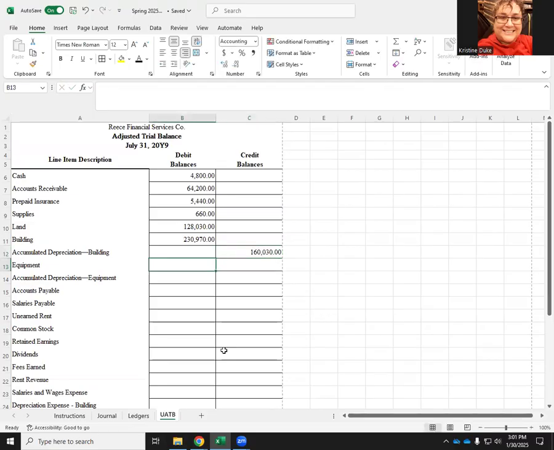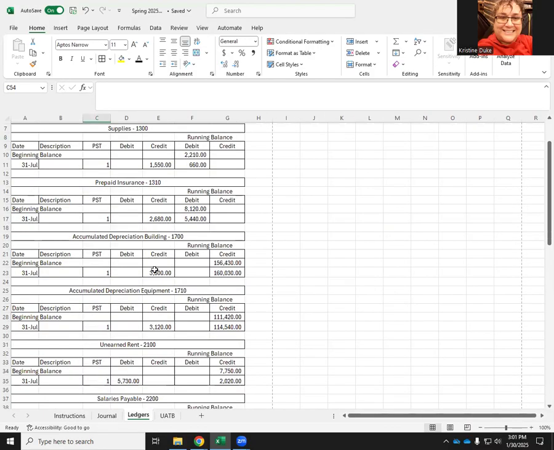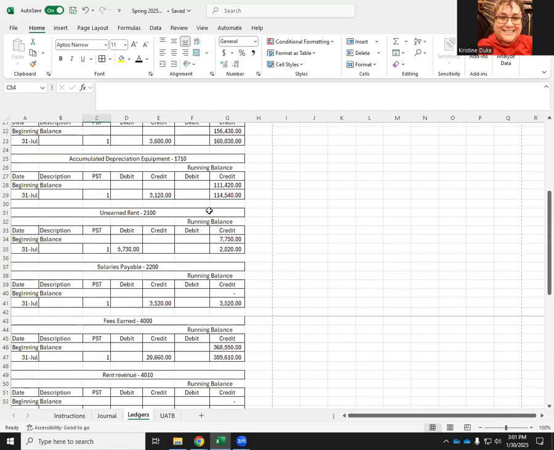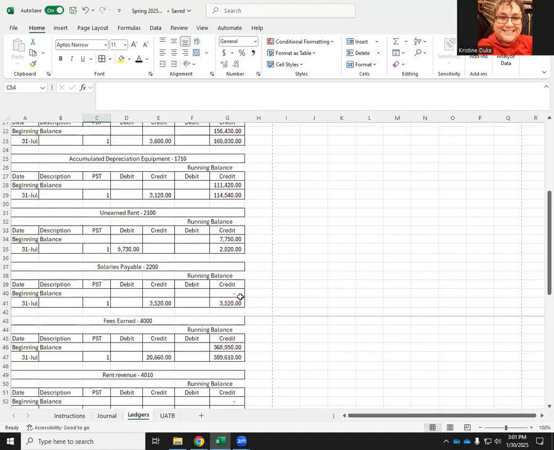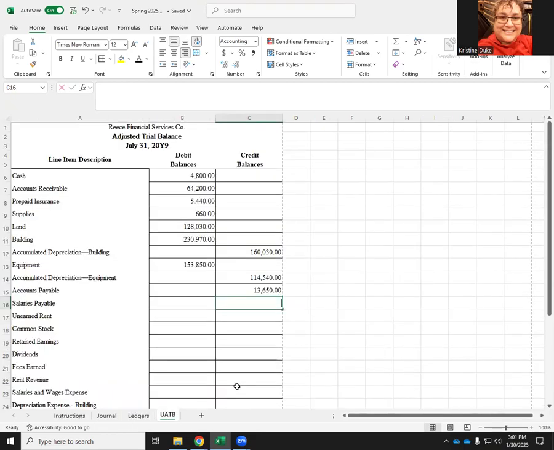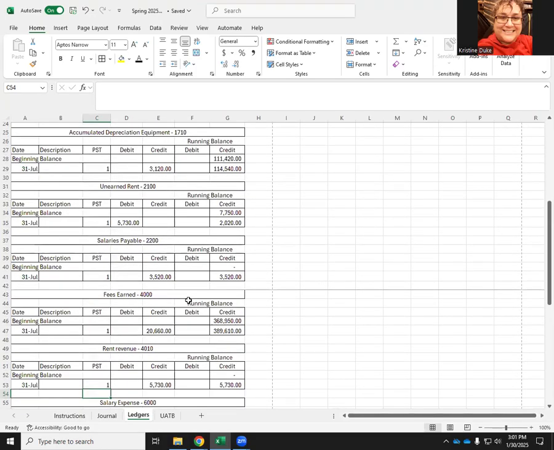Okay. Put in my equipment 153,850 and my new depreciation for equipment 114,540. Accounts payable, stay right where it's at. I didn't have any accounts payable. 13,650. Salaries payable, that did change. In fact, there's no balance there. 3,520. My unearned rent changed. That is 2020.